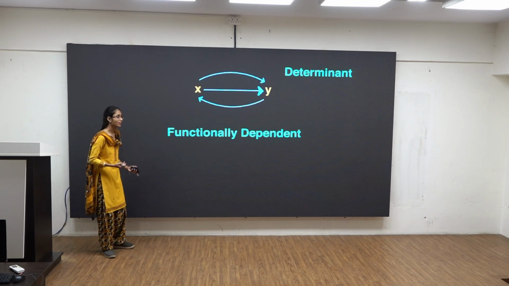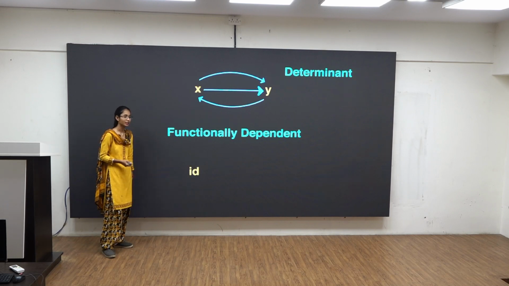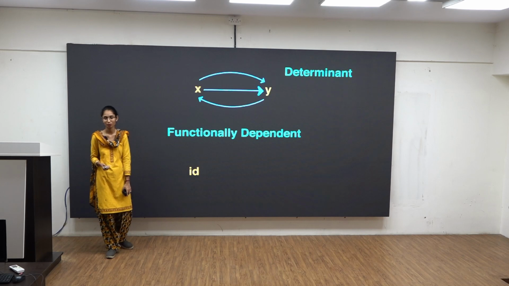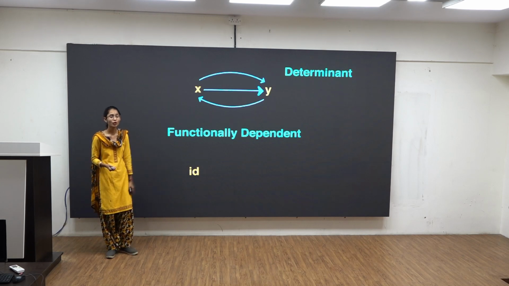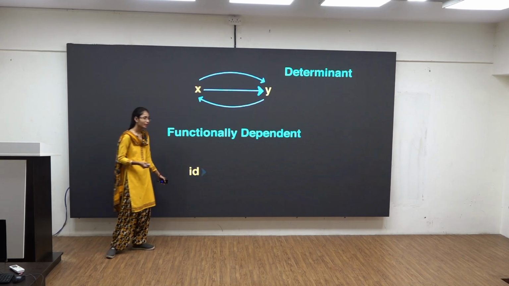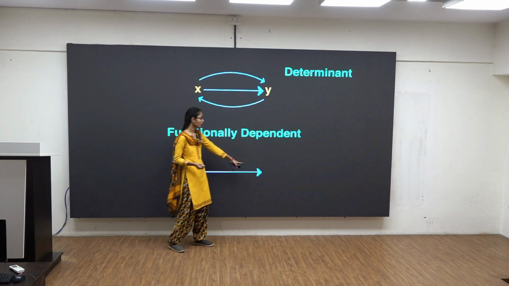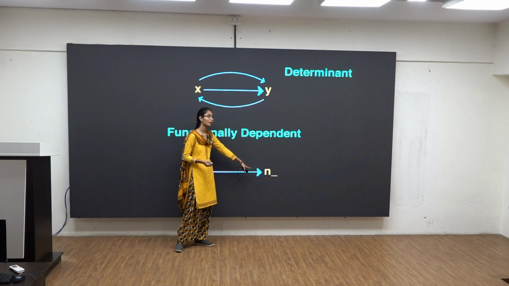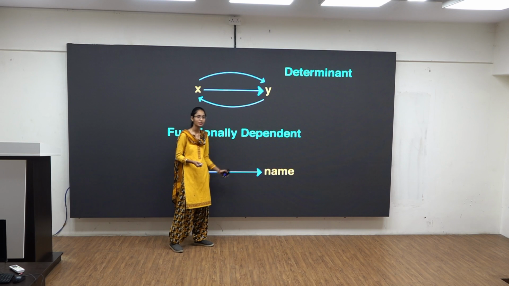So now as an example, if you are taking ID, what is it? It is an attribute. ID can determine your other attributes. For example, if I am taking name or if I am taking age, ID can determine them.